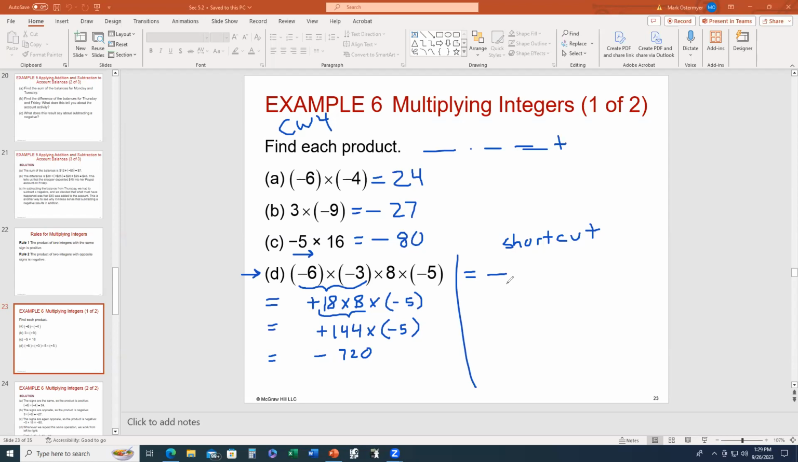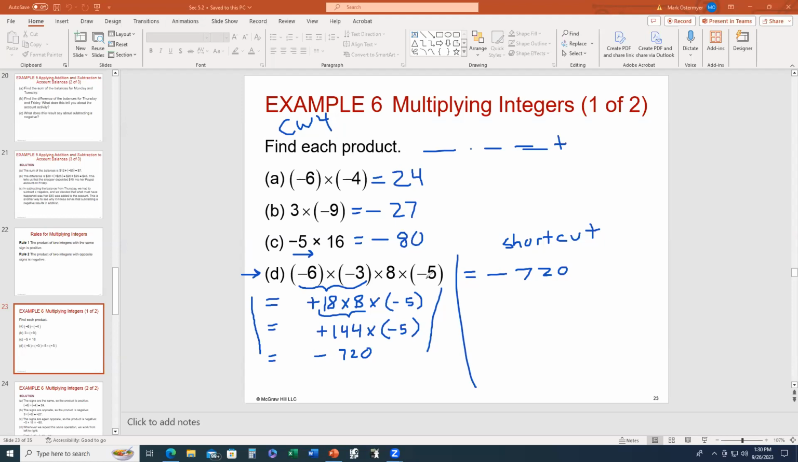So we know it's got to be negative, and all you have to do is multiply now. 6 times 3 is 18, times 8 is 144, times 5 is 720. So it's got to be negative what? 720. A little bit of a shortcut there. If you want to work this way, fantastic. I'm just showing you that there's a shorter way to do this problem if you're pinched for time.